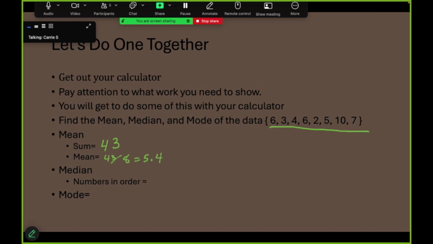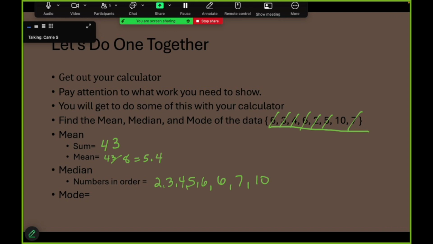We have to arrange this in order. So I'm going to start with the smallest number, which is 2. The next one is 3 and 4. Are you with me so far? Yes. Then I'm doing 5 and 6 because I'm just taking these numbers here. 2 was the lowest, 3 was next, 4 was next, 5 was next. I must list 6 twice because it's listed there twice. Then I have 7 is the next one, and 10. I have to list them in order.